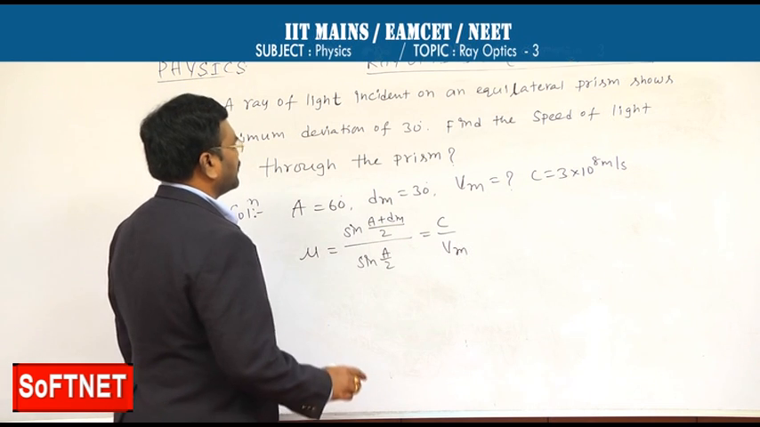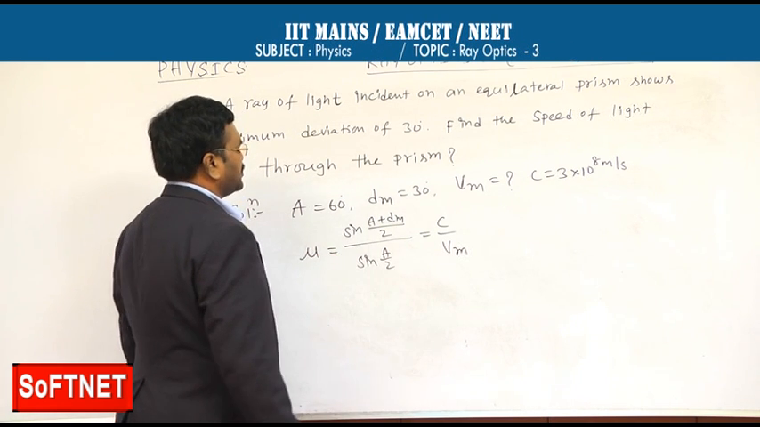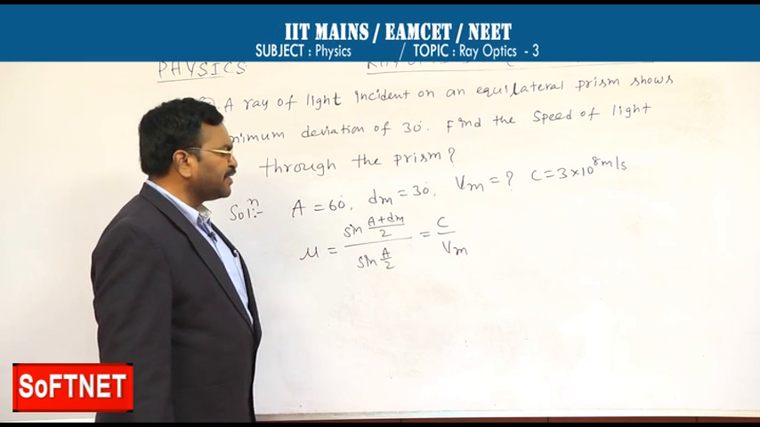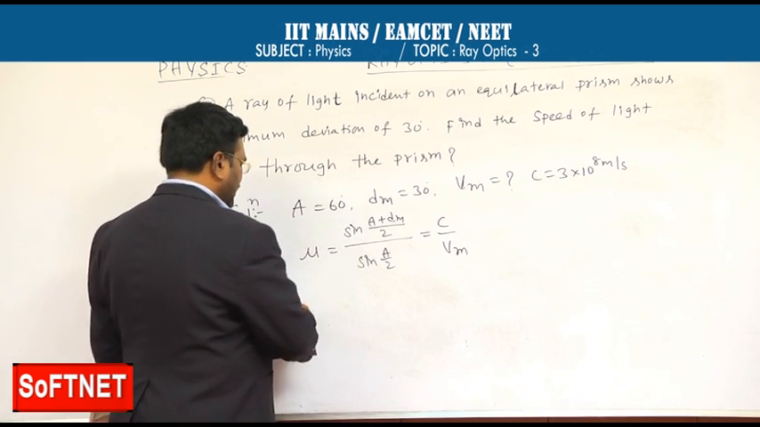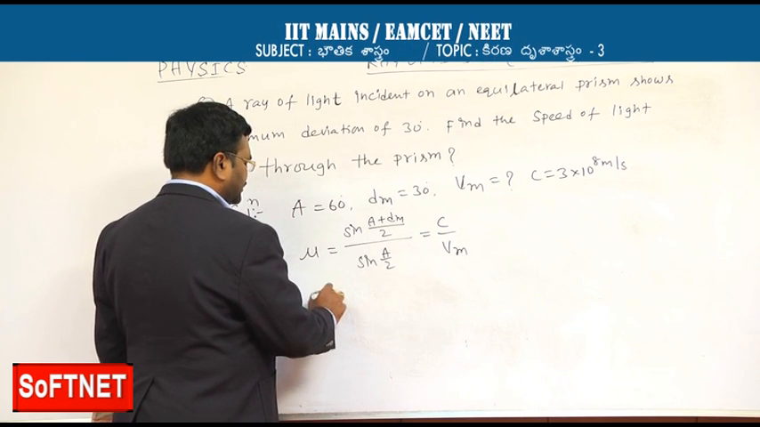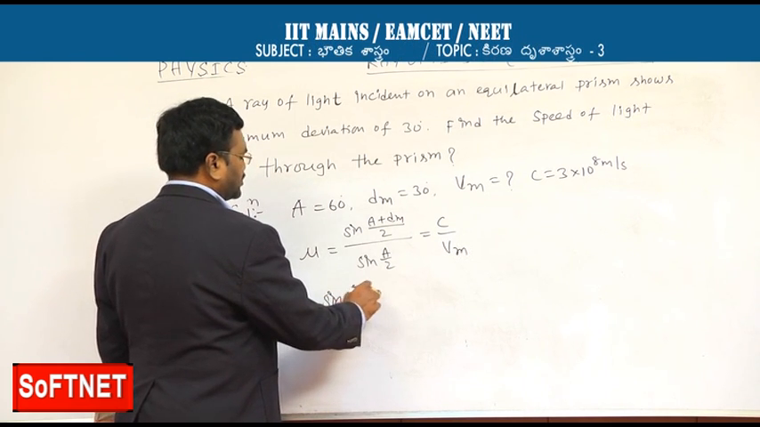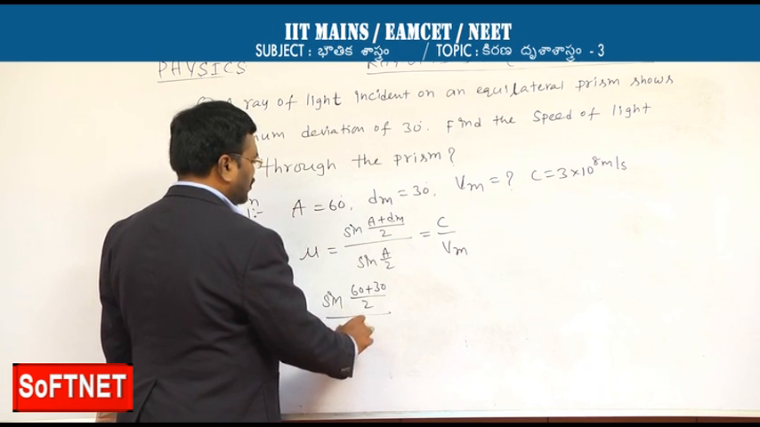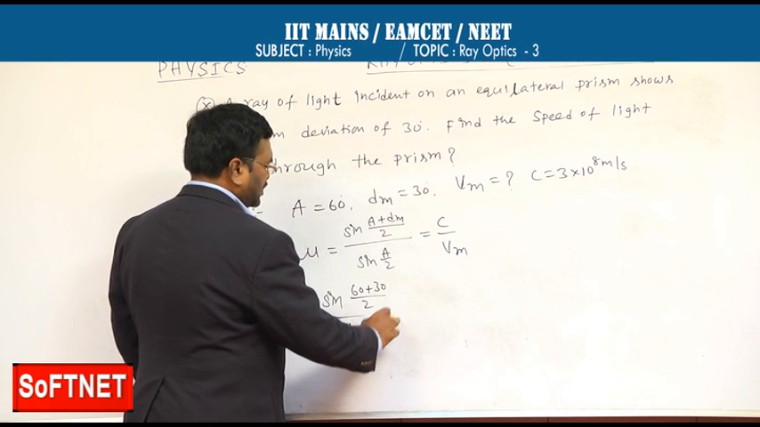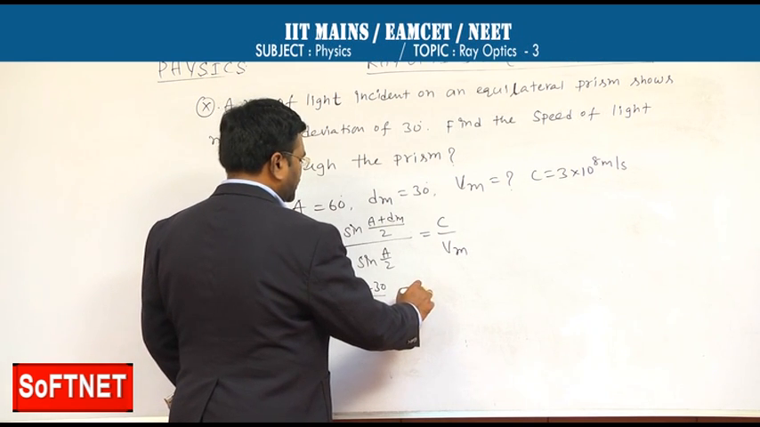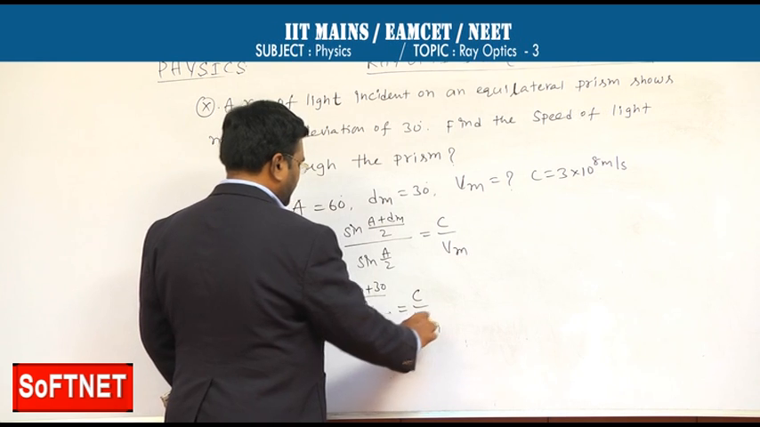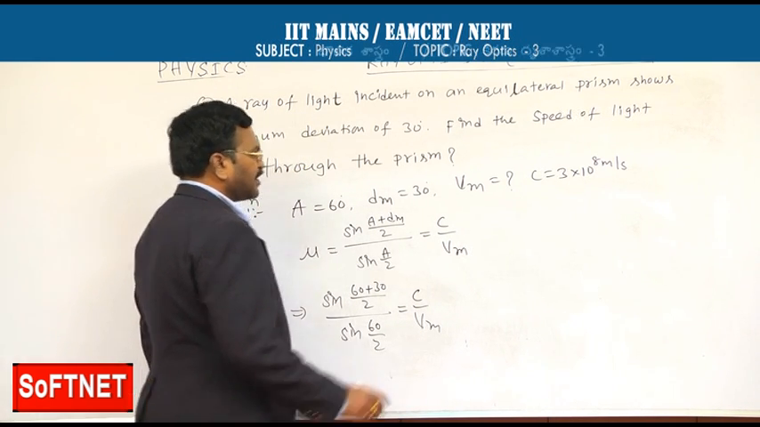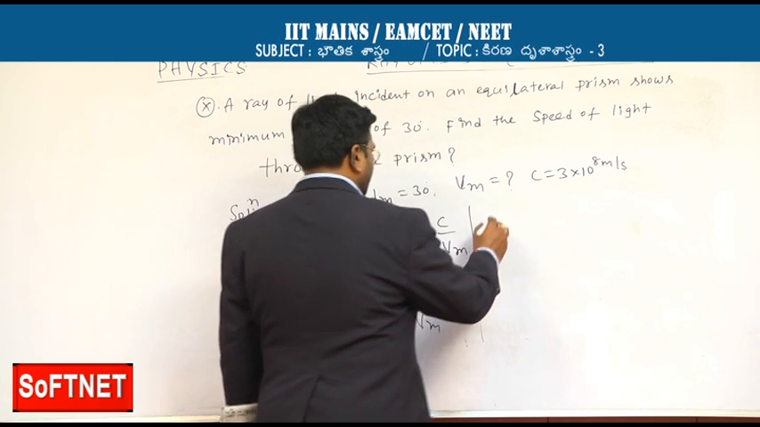Now we substitute. Here mu value, how much? Here mu value we don't know, but we know the angle of prism and minimum deviation. We substitute now. Here from this, sin A, how much? 60 plus 30 by 2 by sin A. 60 degrees is equal to A. C, how much? Later we substitute 3 into 10 to the power of 8. From this here, 60 plus 30, how much? 90 degrees.